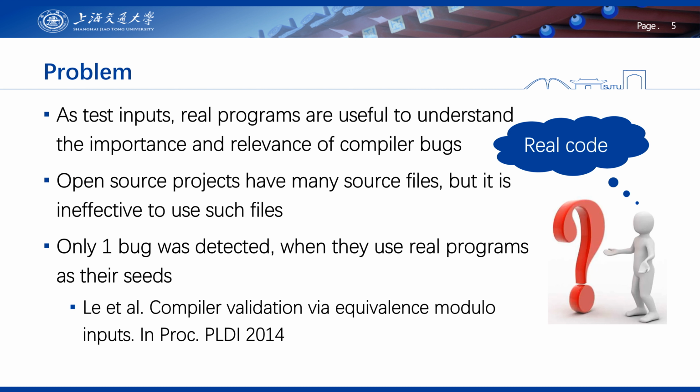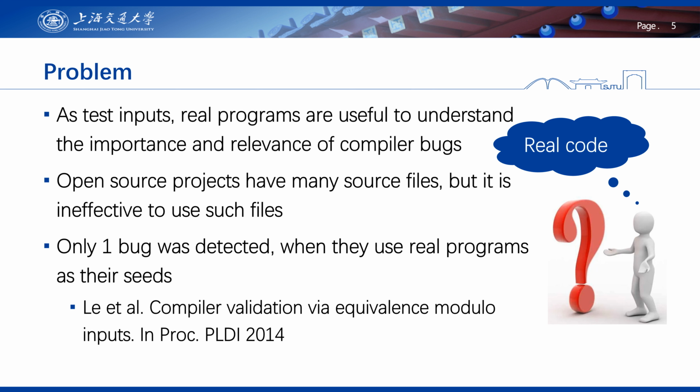I next introduce the problem. The problem is that researchers either generate random programs or mutated programs. However, if test programs are real, it is easier to understand the importance and the relevance of compiler bugs. Although they are beneficial, most real programs are ineffective to detect compiler bugs.